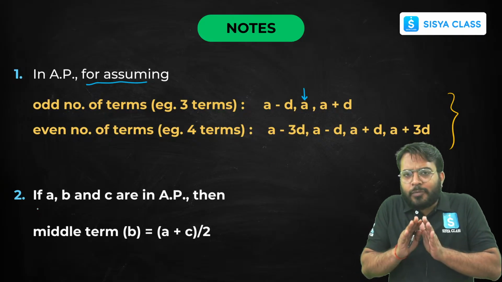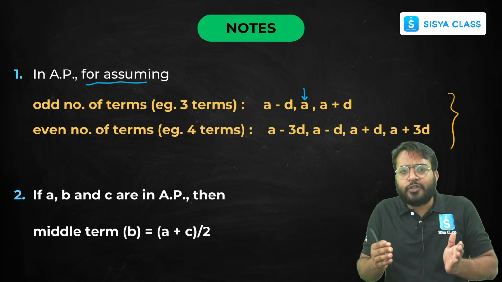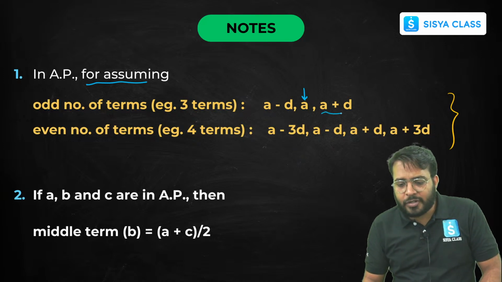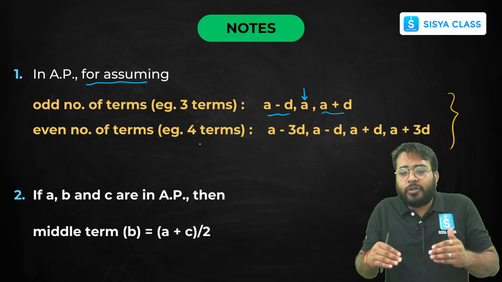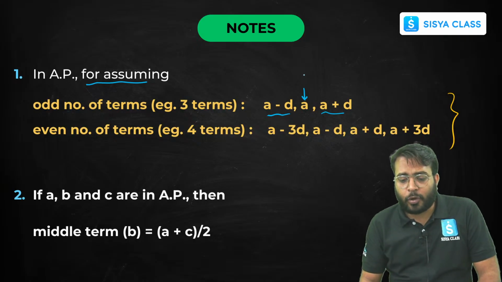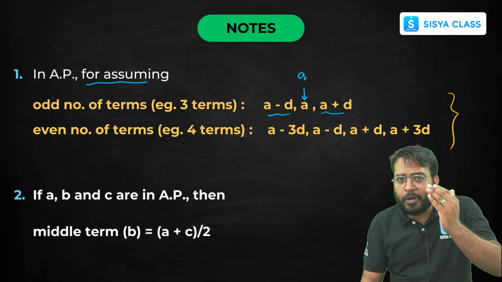Now if I need to assume 3 terms, I will add plus d, and I will subtract d. So these are going to be my 3 terms. Suppose I have to assume 5 terms, how will it be, beta? Your middle term is going to be a.